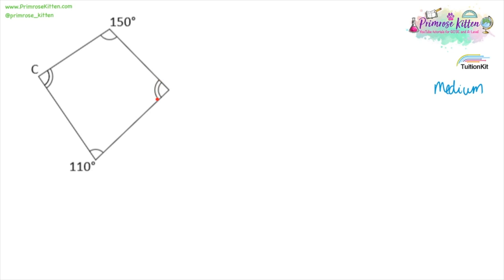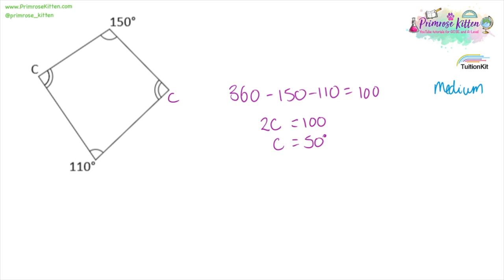Here we have that angle again, meaning this angle here is the same as this angle here. So this one is also C. And we know that all of these four angles added together are going to equal 360. So we can do 360 minus 150 minus 110. And that is going to equal 100. And now we know that 2C equals 100 because we have two angles left over. We can divide the 100 by 2, so C is going to equal 50 degrees.